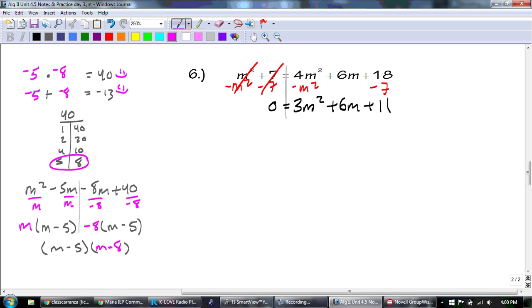So are there any numbers that multiply to get to 33 and add to get to 6? No. So that means quadratic formula. A equals 3, B equals 6, and C equals 11.